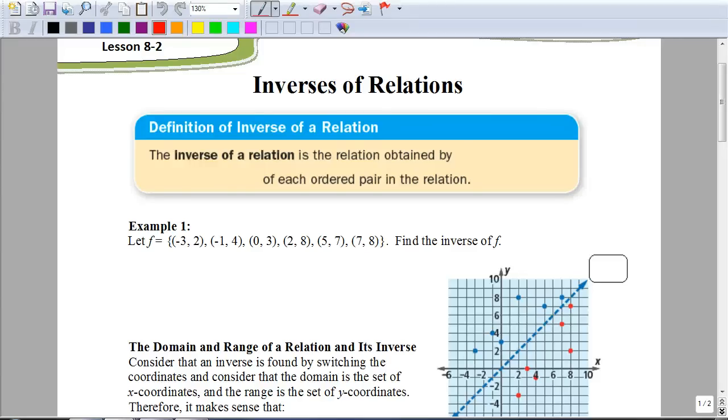Okay, so you can see that today's lesson is on inverses of relations. Now, when we're given a set of ordered pairs like we are in this first example, finding the inverse is really, really simple. Let's start by looking at this box here.